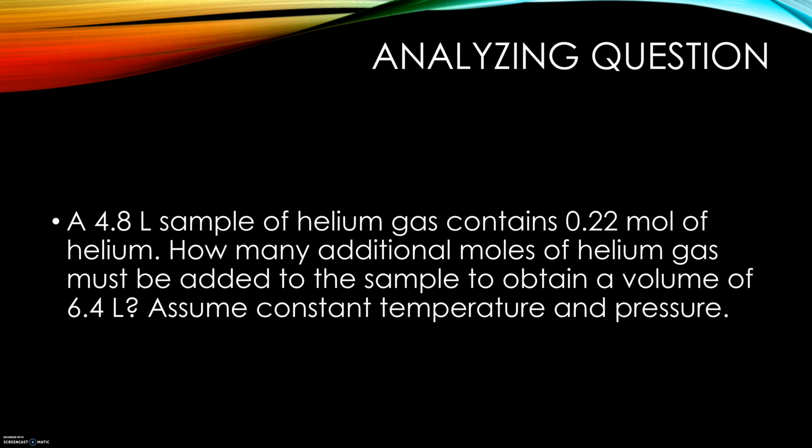Again, all about these word problems, it is so simple. All you need to do is first analyze the numbers. A 4.8 liter sample of helium gas contains 0.22 moles of helium. How many additional moles of helium gas must be added to the sample to obtain a volume of 6.4 liters? Assume constant temperature and pressure. Now, some questions will actually give you that assume portion, which gives you the condition, and this one specifically already gives you what equations to use. But let's analyze as we've been doing.